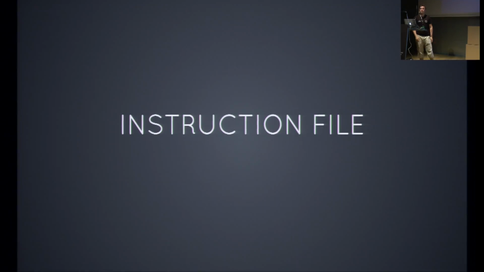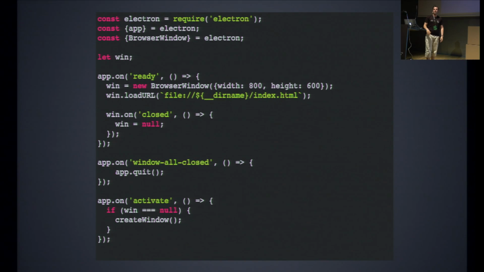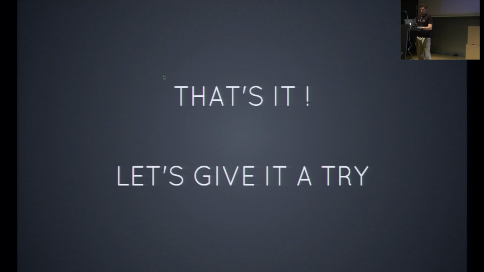And last but not least, the instruction file. The instruction file is responsible for telling Electron how it should act in different life cycle events. So I have a sample one right here, but instead of looking at that code, let's give it a try.